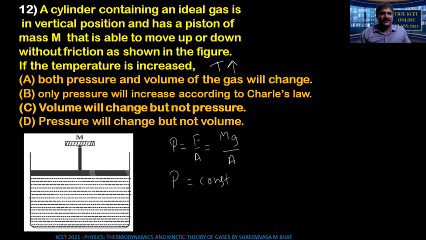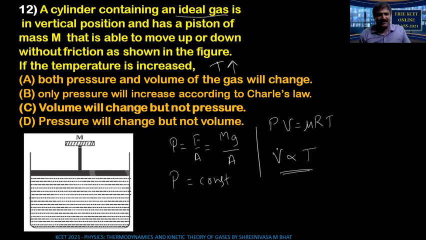When pressure is constant, and it is an ideal gas, what do we say? PV equals mu RT, or nRT, the ideal gas equation, where P is constant, R is constant, mu is constant, so V is directly proportional to temperature. This is nothing but Charles' law. So pressure remains constant, but volume increases. They said temperature increases in the question. This implies that volume also increases. So option C is the right choice for this question.